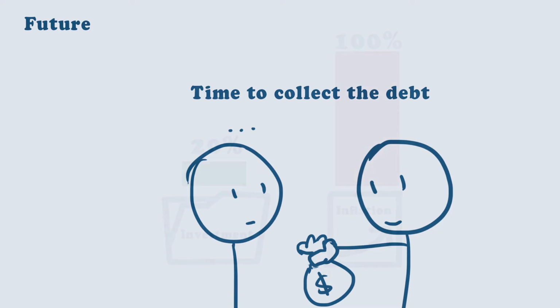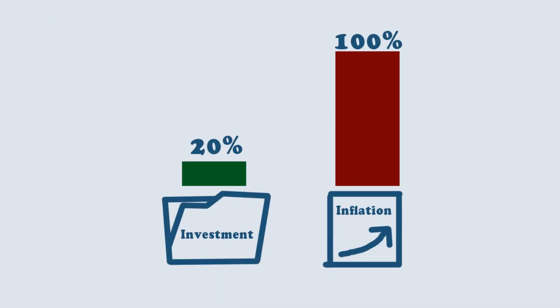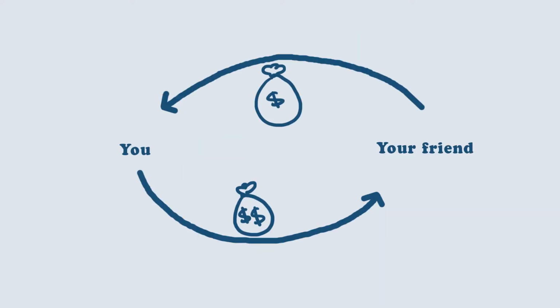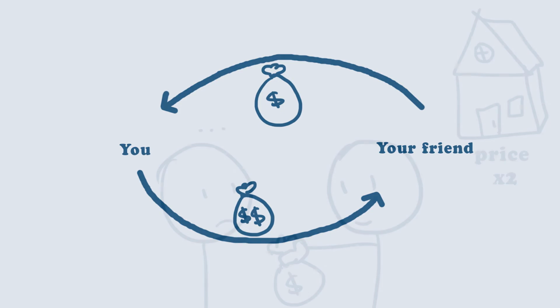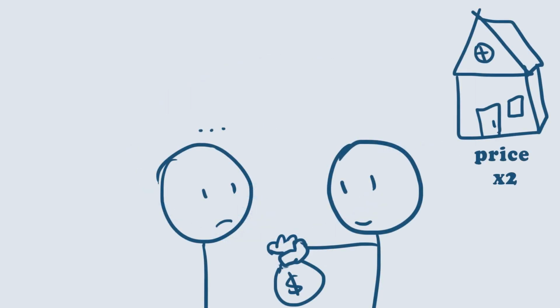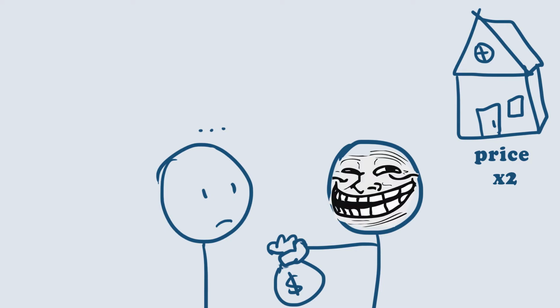Let's say during the year inflation ran really hot at 100%. That basically means everything costs twice as much. So, yes, you have 20% more money now, but the money you got back is worth only half of what the money you lent out was worth. Meanwhile, your friend's house doubled in price keeping up with inflation. So, who ended up more financially ahead here, you or your friend?